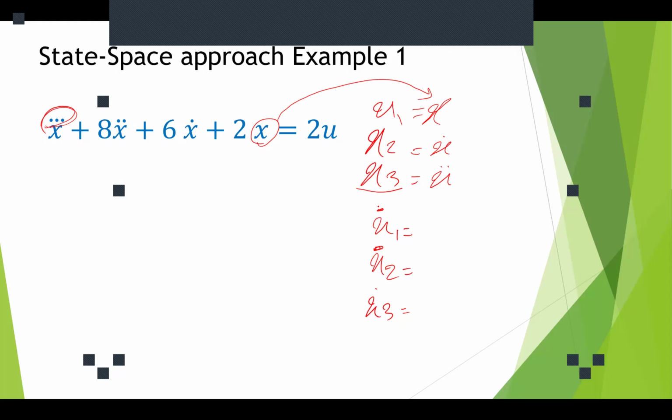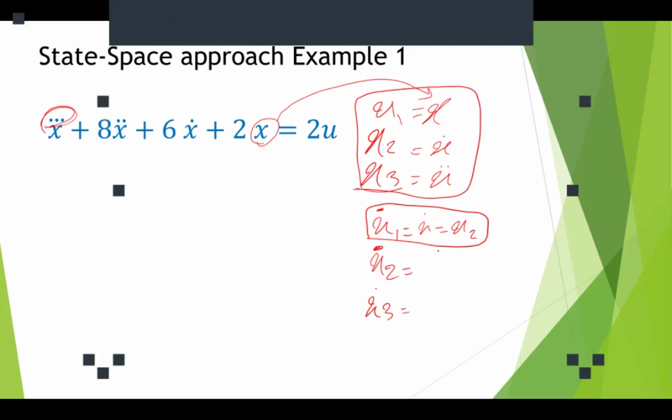Is going to be x dot. Now, based on our definition, what is x dot? It is x2. So we have a first-order differential equation, very simple. Same goes for x2 dot, which is going to be x double dot, which is x3. Correct?